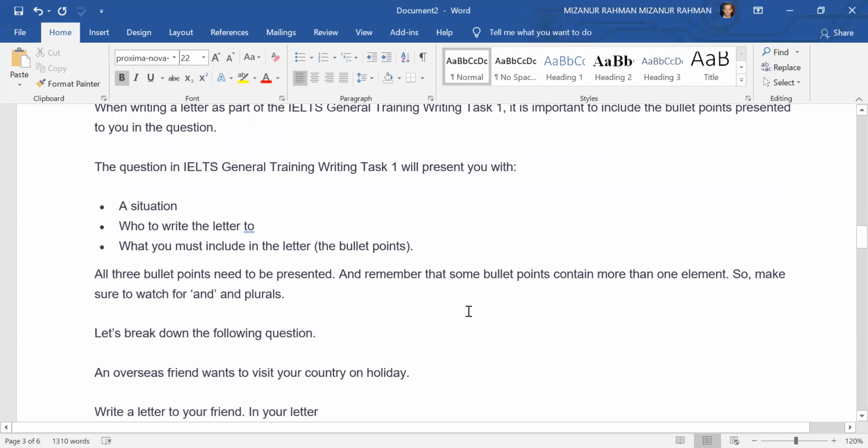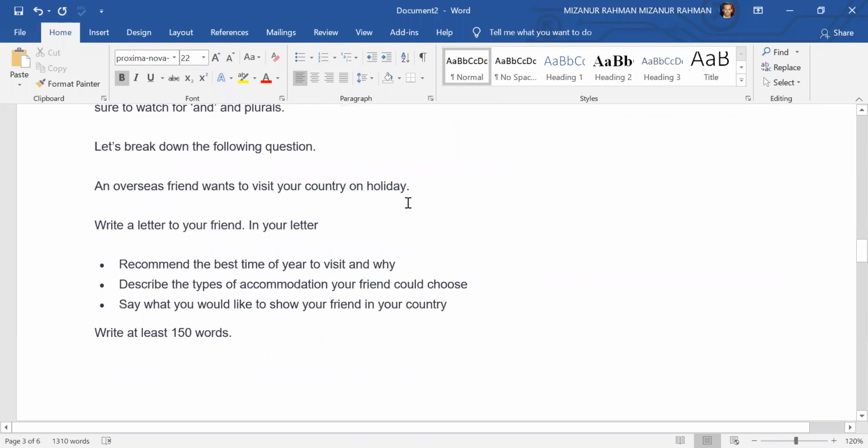And remember that some bullet points contain more than one element. So make sure to watch for plurals. Let's break down the following question. An overseas friend wants to visit your country on holiday. Write a letter to your friend.